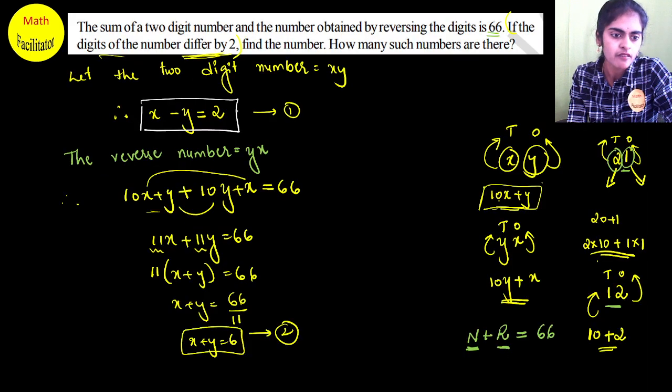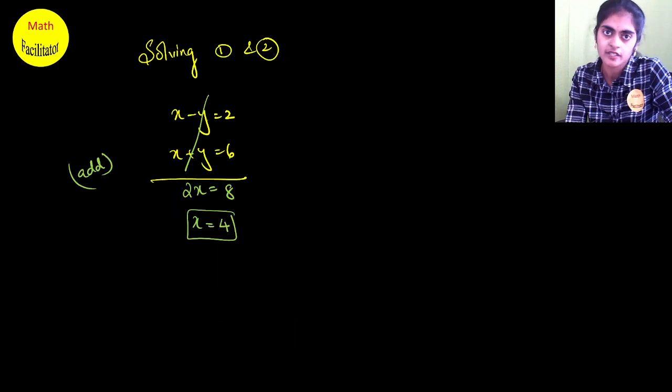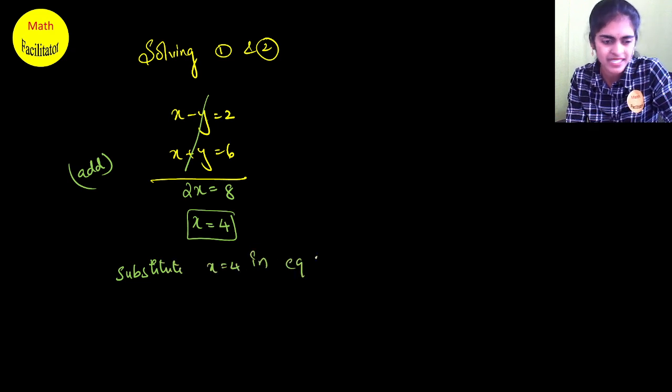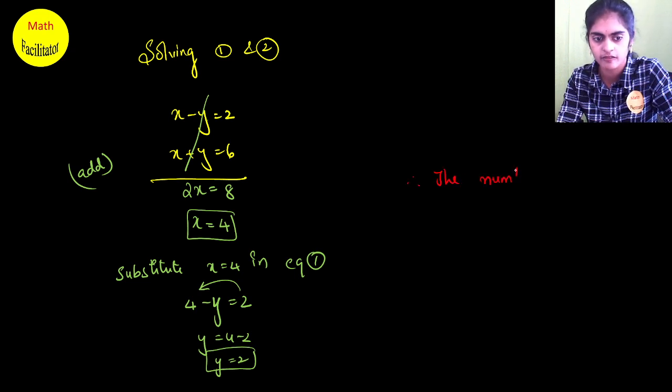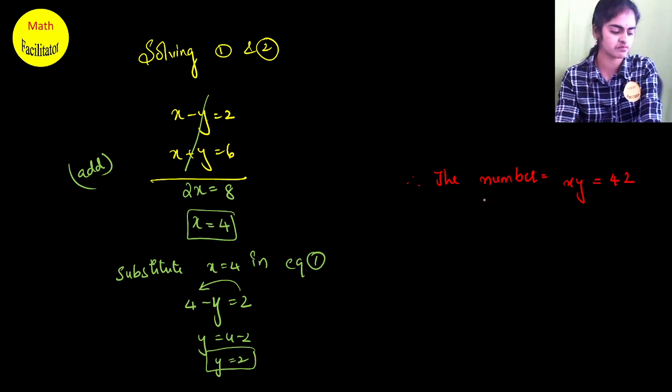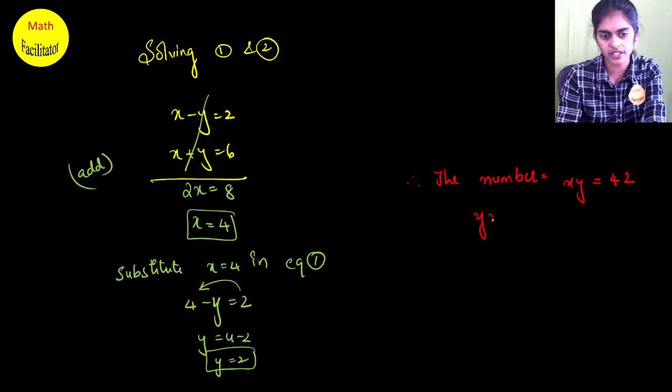x is nothing but one of the digits of the number. Now you need to find y. So now substitute x equal to 4 in any equation, let me take equation 1. So it is 4 minus y equal to 2, or y equal to 4 minus 2. So you get y value as 2. So x is 4, y is 2. Therefore, the number is xy. What is xy? x is 4, y is 2. What is the reverse number? One more number you can get, yx.